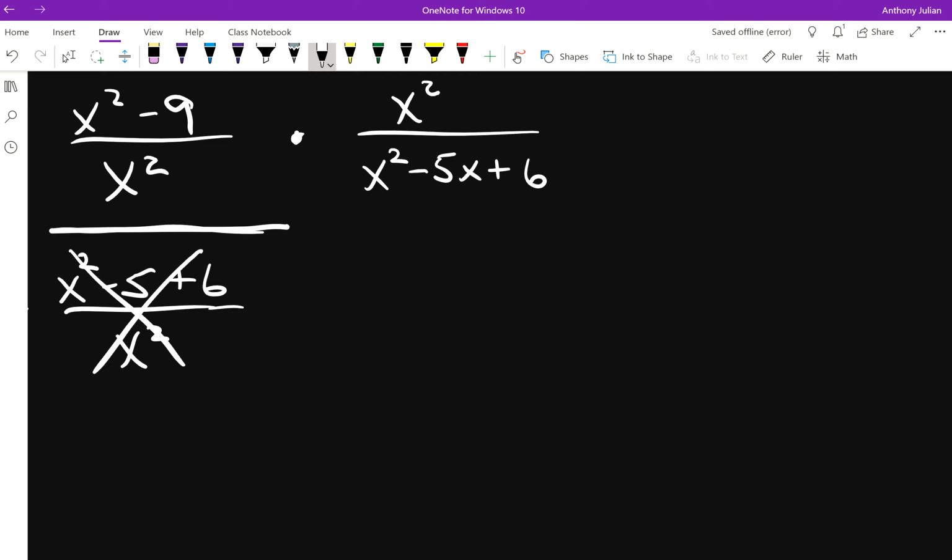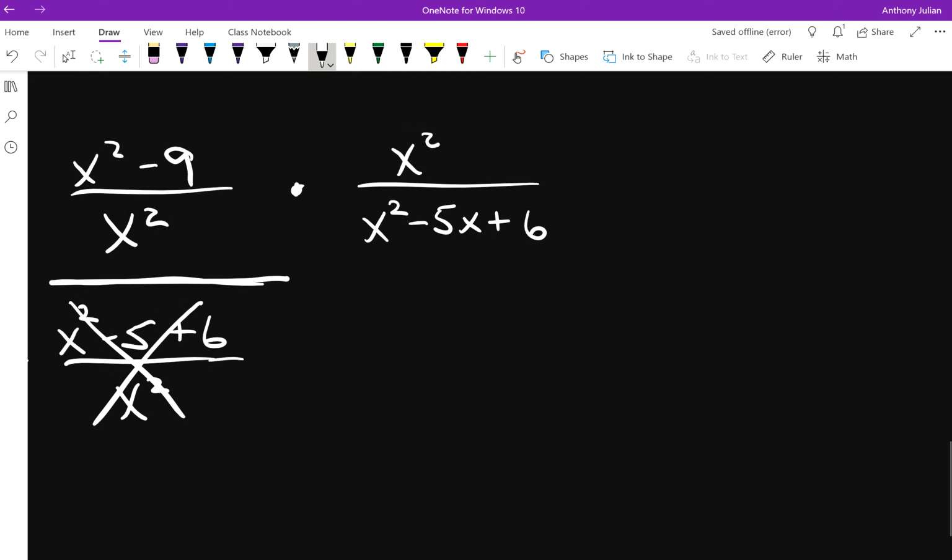Okay, and now we've got to do some factoring. So drop this down here. I'm going to have x squared minus 9, which, when I factor it, what's it going to be? I got x minus 3 and x plus 3. Gone.